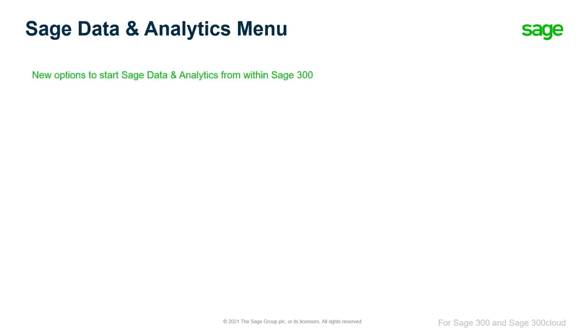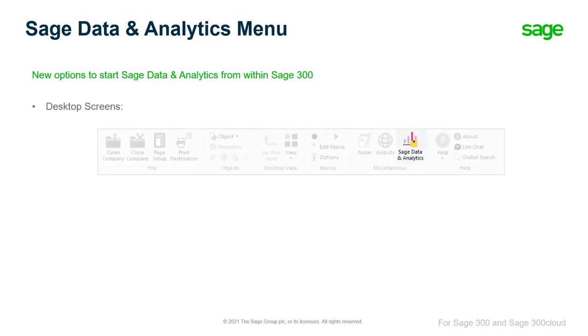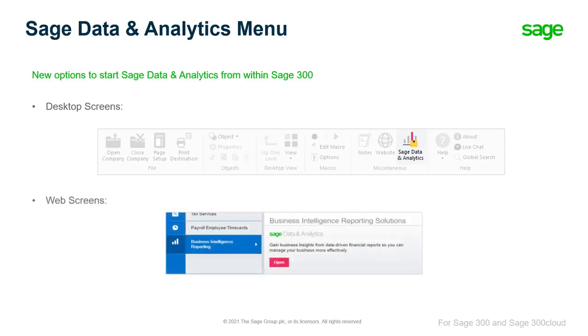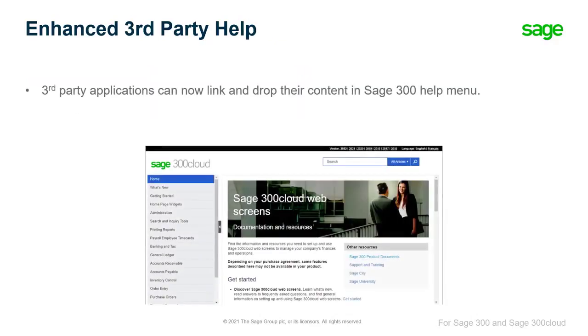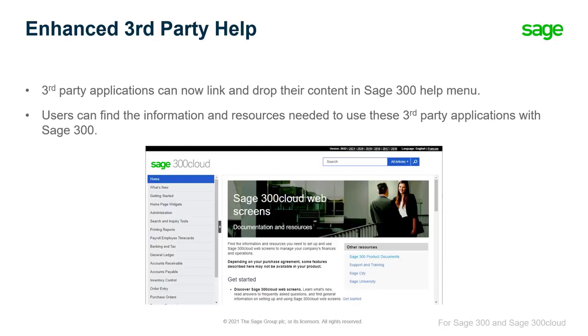For Sage Data and Analytics users, there are now new options to start it from within Sage 300. In desktop screens, it can be accessed by clicking on the Sage Data and Analytics icon on the desktop ribbon. In web screens, it can be opened from Business Intelligence Reporting on the navigation menu. Third-party applications can now link and drop their content in the Sage 300 Help menu. This enables users to find the information and resources needed to use these third-party applications with Sage 300.